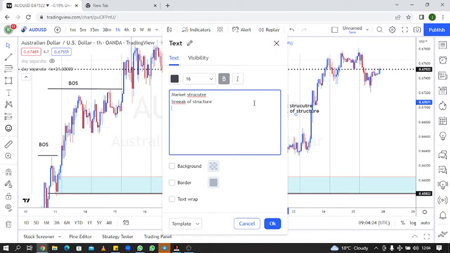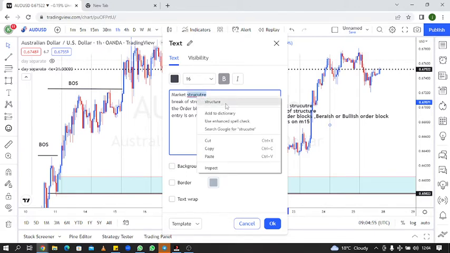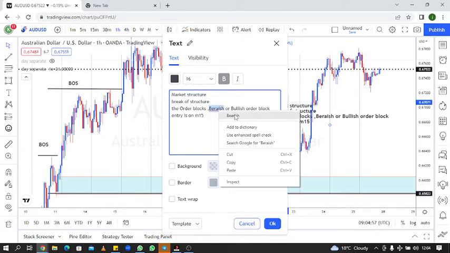Then you look for the order blocks. It can be a bearish order block or bullish order block. Then entry is on M15. So these are the things that you consider when looking for them.